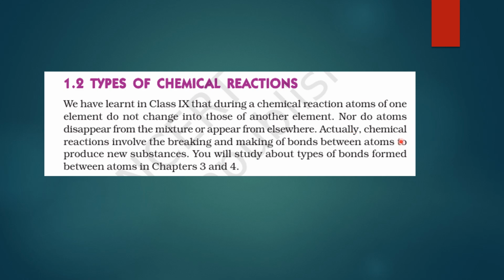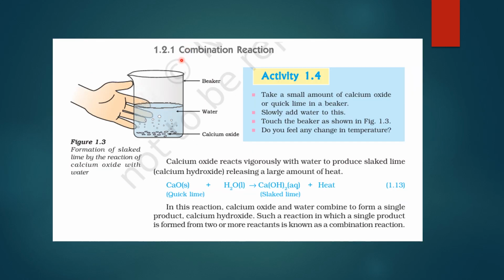So actually, chemical reactions involve the breaking and making of bonds between atoms to produce new substances. We will study these types of bonds that are formed between atoms in the subsequent chapters. But here we focus on the types of chemical reactions. So first we are going to see the combination reactions. Let's understand them with the help of an activity.